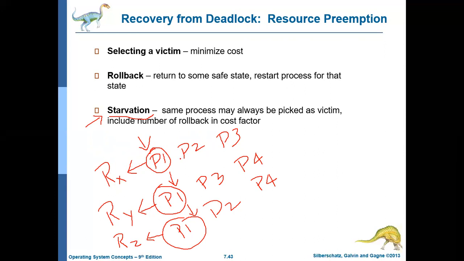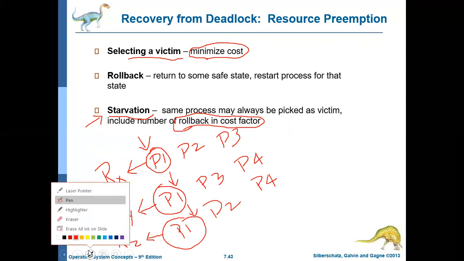Okay. So this can be easily done by including rollback in the cost factor. Whenever you calculate cost, include rollback also in the cost factor, because the operating system will always select a process for preemption in such a way that it will reduce the cost. So while calculating the cost, include the number of rollbacks also, so that if a process is rolled back 2-3 times, its cost will increase, and the probability of that process getting selected for preemption will reduce, right?